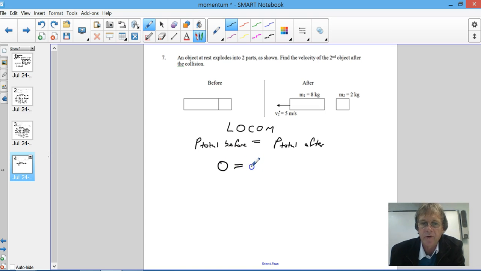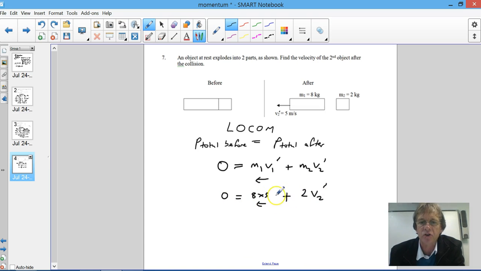Afterwards you've got two moving parts, an M1 and a V1 with a dash to show it's afterwards. That's going left, and we know it's going left. And we've got an unknown one here, we don't know which way that's going to go just yet. So here you've got 0 equals 8 times 5 to the left, and that's being added to a mass that we know is 2 kilograms and V2 dashed. So we know we've got 0 momentum to start with, so these two added together should give you a 0 momentum afterwards.